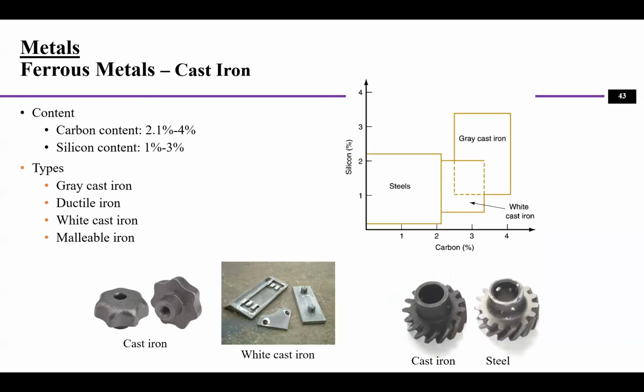And next, cast iron. Cast iron has carbon content typically from 2 to 4%, and also silicon content from 1 to 3%. And there are different types of cast iron, like gray cast iron, ductile iron, white cast iron, or malleable iron.